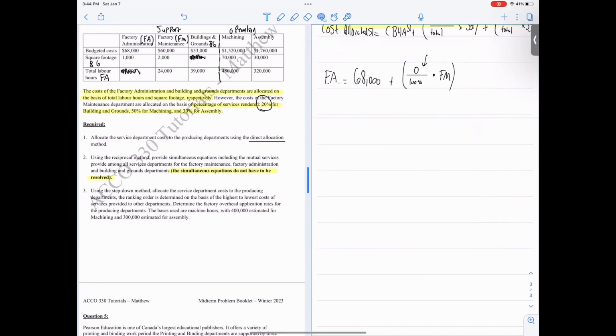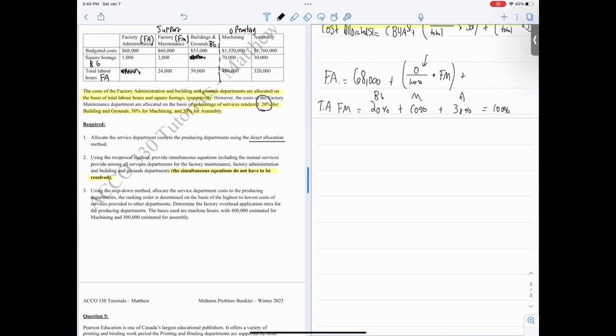Okay, so if you see the total allocation here, how did I get that? Let me show the total allocation for factory maintenance. It's 20% for building and grounds, plus 50% for machining, plus 30% for assembly. I keep saying admin. So the total is 100%. Then, guys, for factory admin, we figured out that they're using nothing for maintenance.